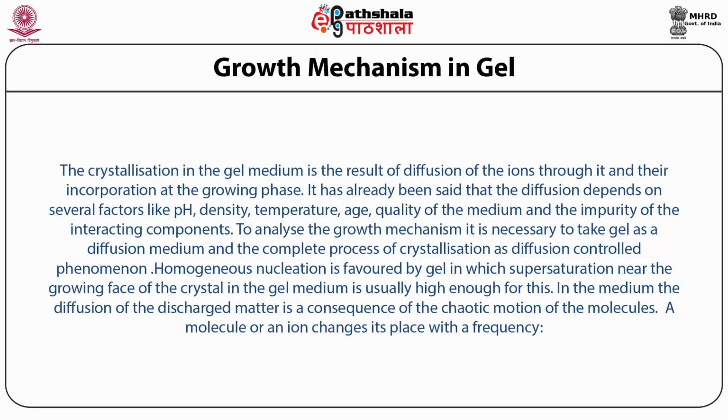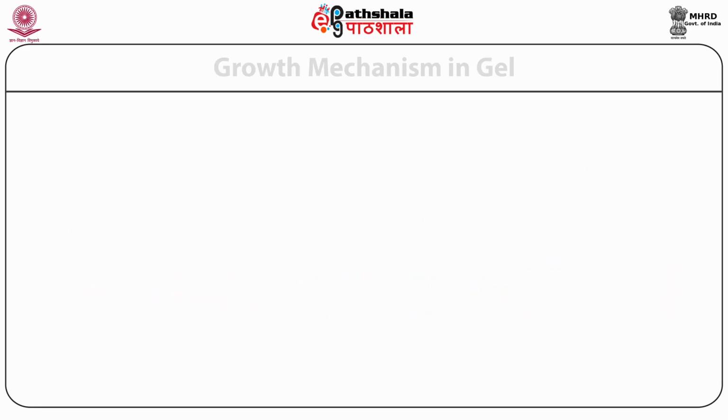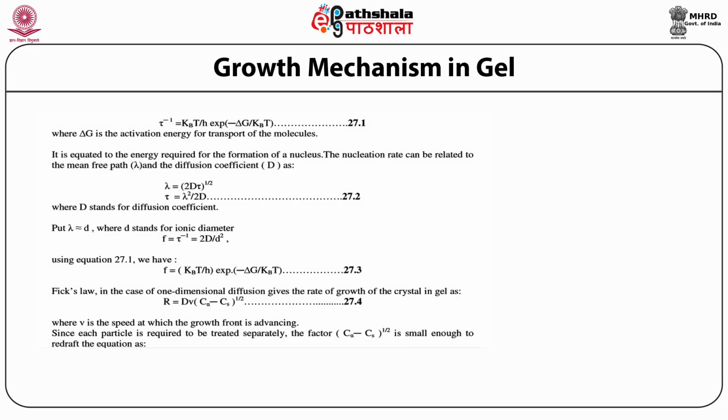A molecule of an ion changes its place with a frequency τ^-1 equal to kBT upon h exponential of minus ΔG upon kBT, which is referred to here as equation 27.1, where ΔG is the activation energy for transport of the molecules. It is equated to the energy required for the formation of a nucleus.